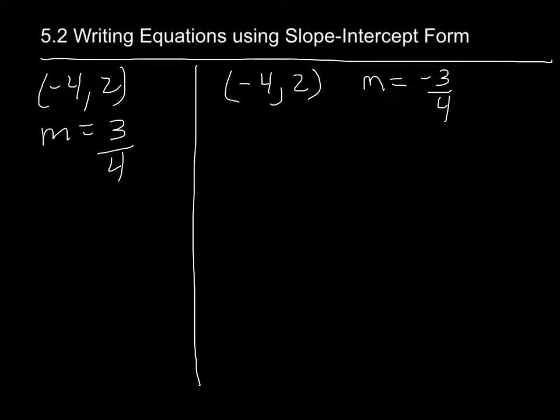Okay, so today what we're going to be doing is writing equations of a line using the slope y-intercept form. So the second that is said, hopefully what we would write down on our paper is y equals mx plus b.